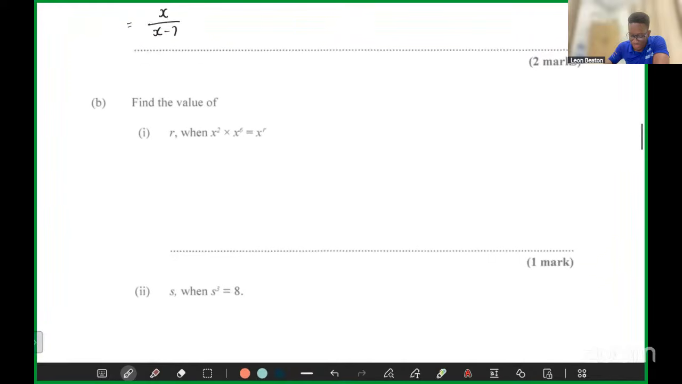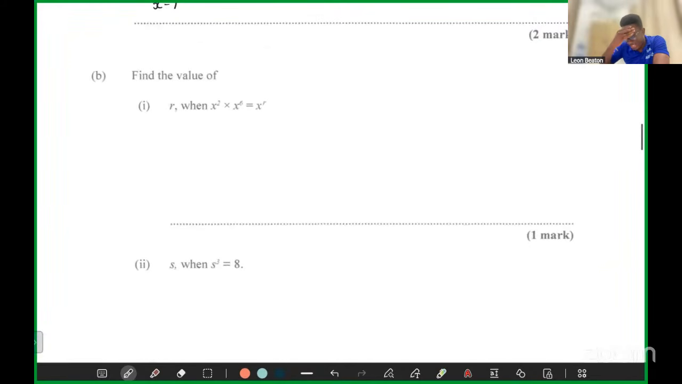And this one again, find the value of r when x squared times x to the 6th power is equal to x to the r power. So once again, as I said, when you go through these questions, you'll start to see a pattern. And remember, you can't test these things in any other fancy way. So that is why you'll see a pattern in how they come.